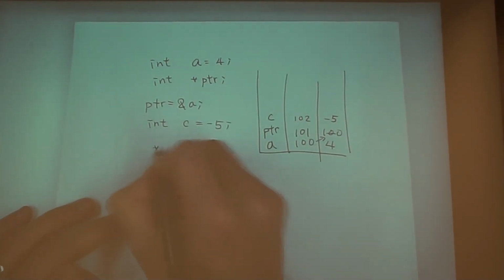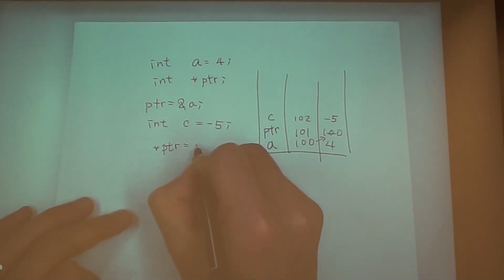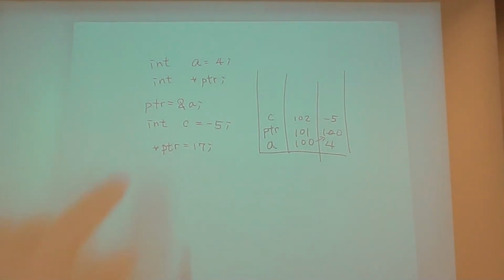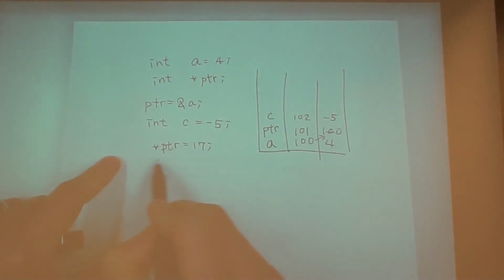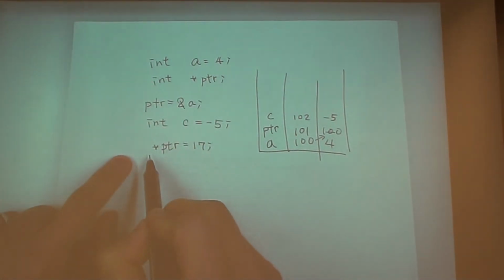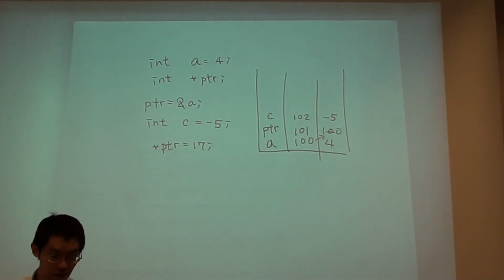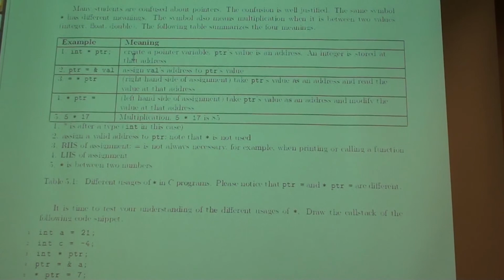So if I say star PTR equal to 17, now this is a star PTR, and there's no type. Notice that there's no type in front. It's not integer star. It's different. There's an integer here, there's no integer here. Okay? So, line 2 here corresponds to rule number 1. You are creating a new pointer because you have integer in front. So I will say line 1, 2, 3, 4, 5.